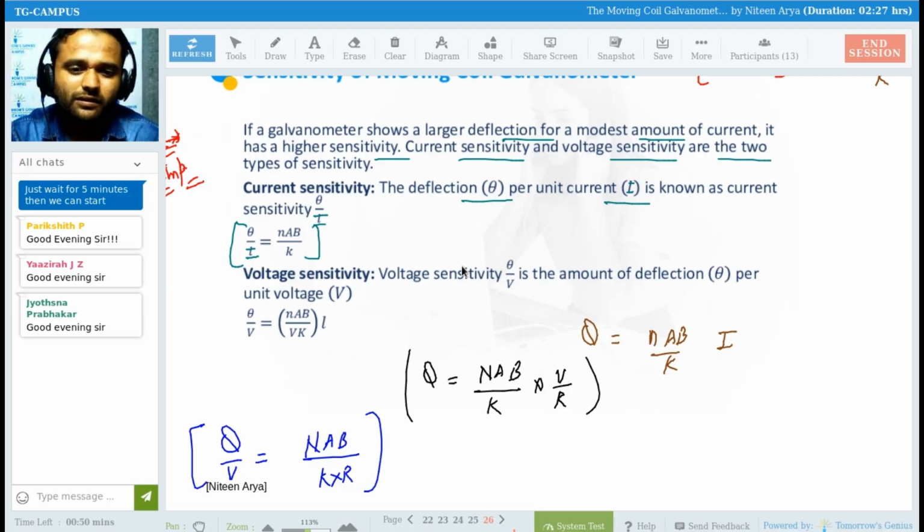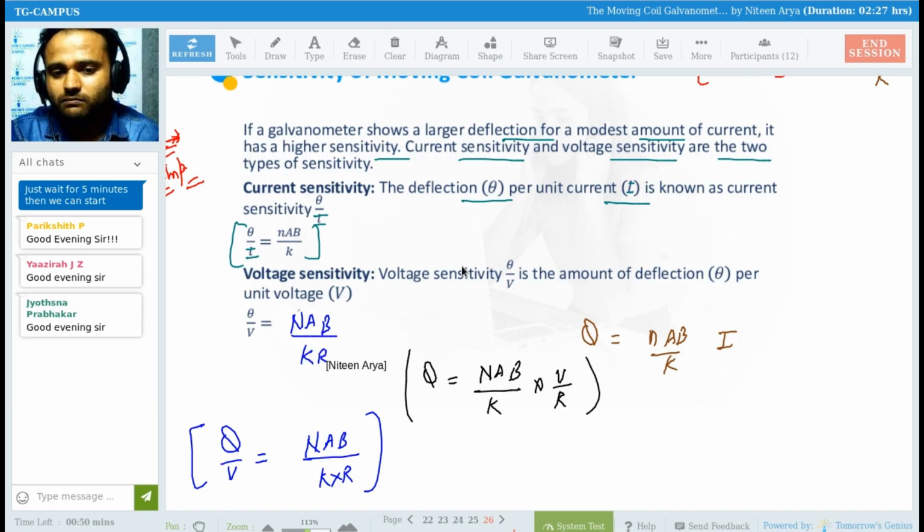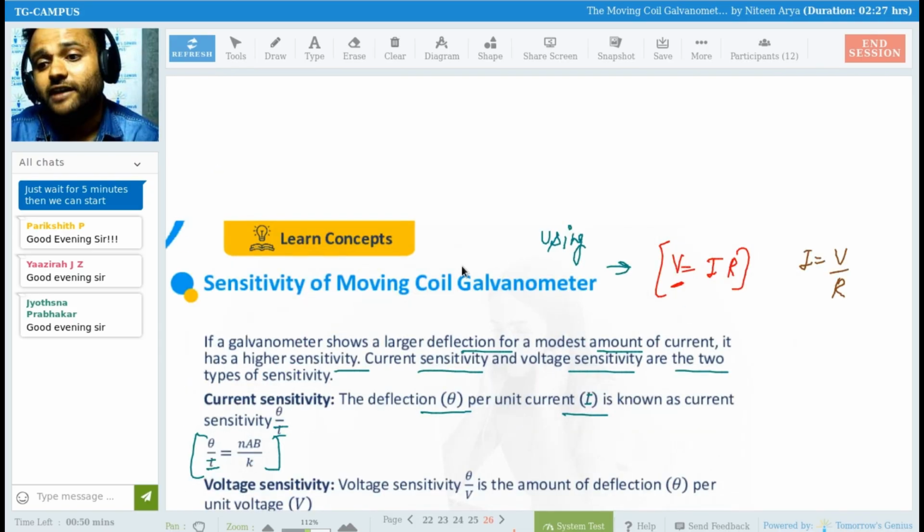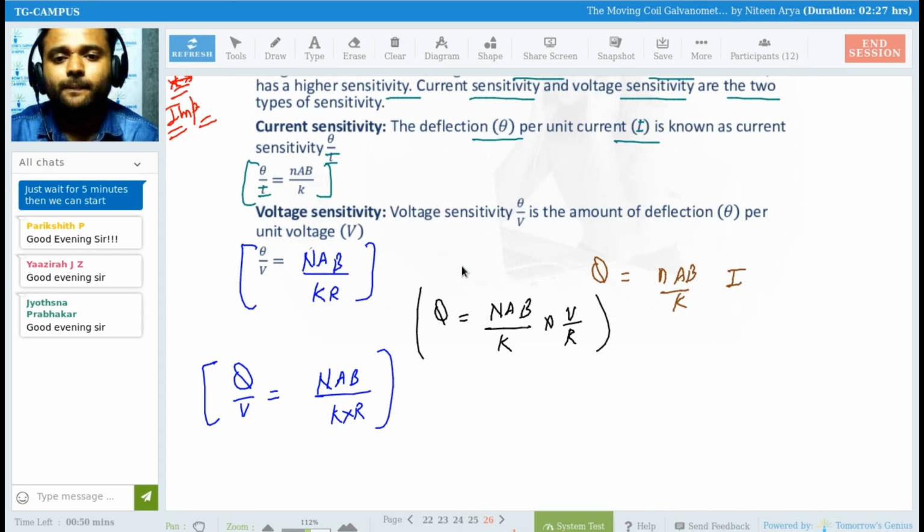Clear? Because instead of I, simply I can put V by R from here. As we know, I equals V by R, and I know voltage sensitivity is theta by V. This is very simple. I am just rearranging the formulas, nothing more. Can you just show the previous slide?